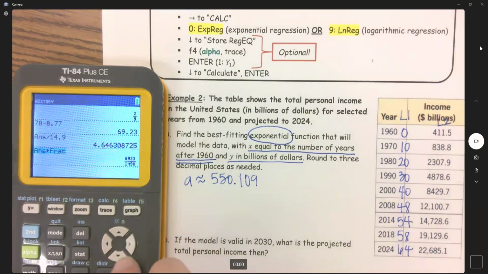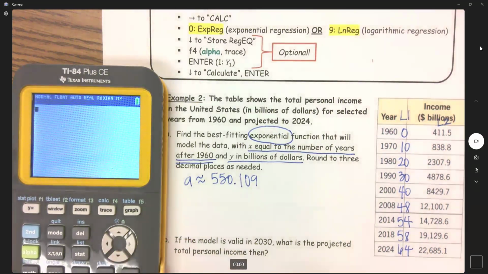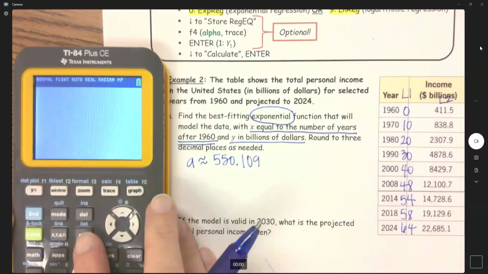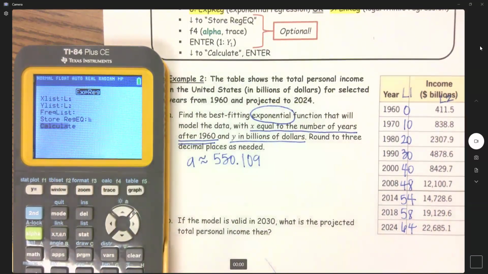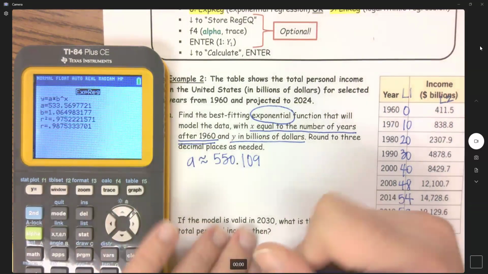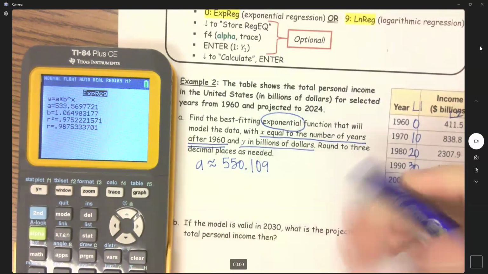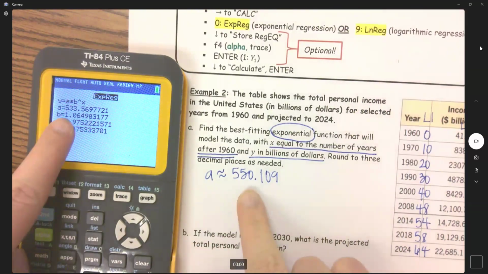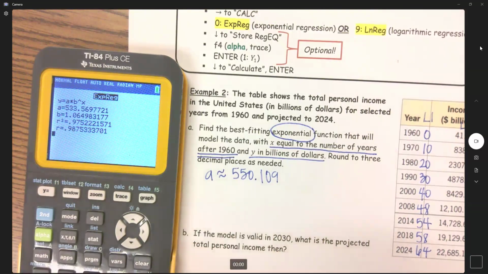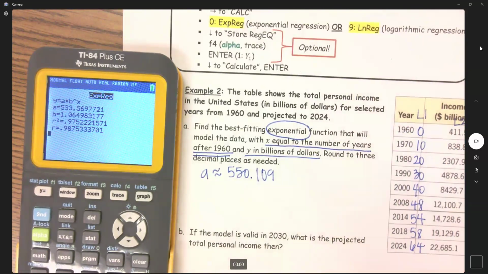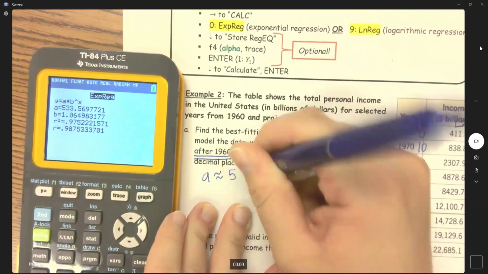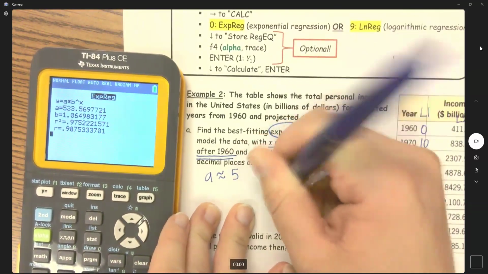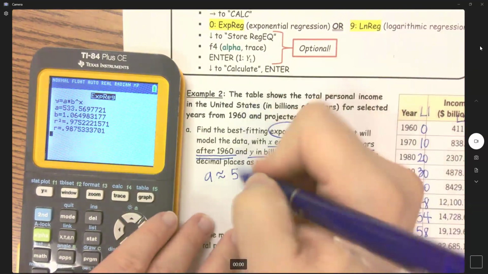Okay, so now I'm going to go to stat over here to calc number 0. I want an exponential regression and calculate. So these are the answers I have on my answer key. And so you can see how these numbers get a little off if you are off on putting this in your calculator. So I did check, but my dyslexia got the best of me. So be better than me, please.